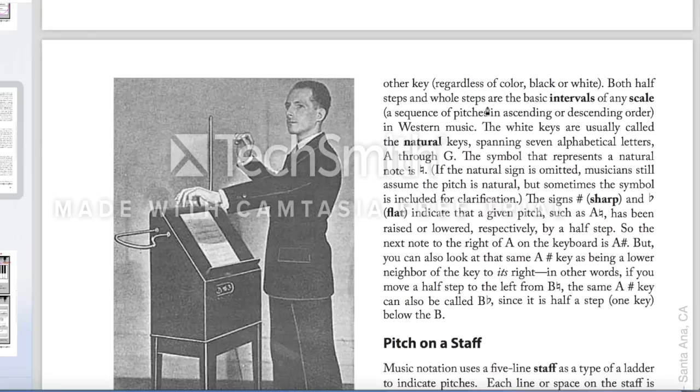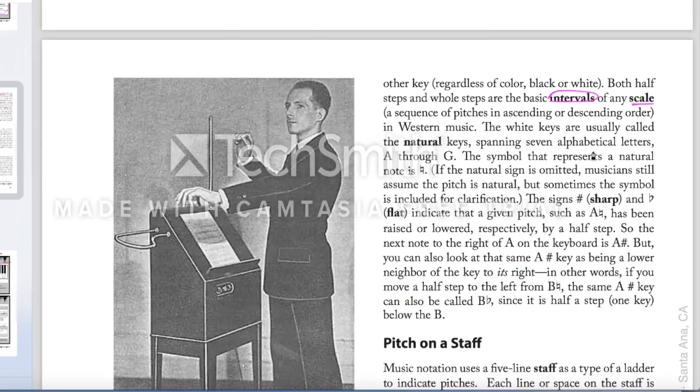Both half steps and whole steps are the basic intervals of any scale, a sequence of pitches in ascending or descending order. Intervals are the spaces between the keys, okay? And a scale is this. Listen to it. All right, so a scale is a sequence of pitches in ascending or descending order.